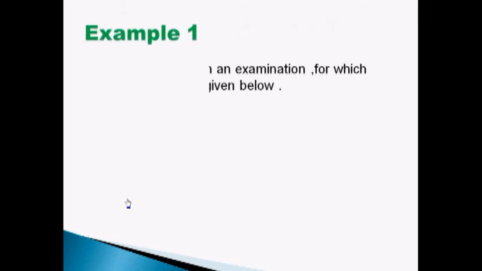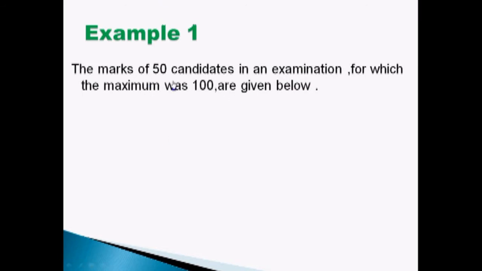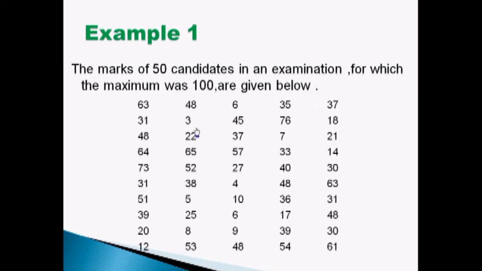Example number 1. The marks of 50 candidates in an examination for which the maximum was 100 are given below. So here are the marks. Can you imagine? 50 candidates and the maximum was 100. So what you could do now is to write all this down and make sure that we have 50 different numbers right here.